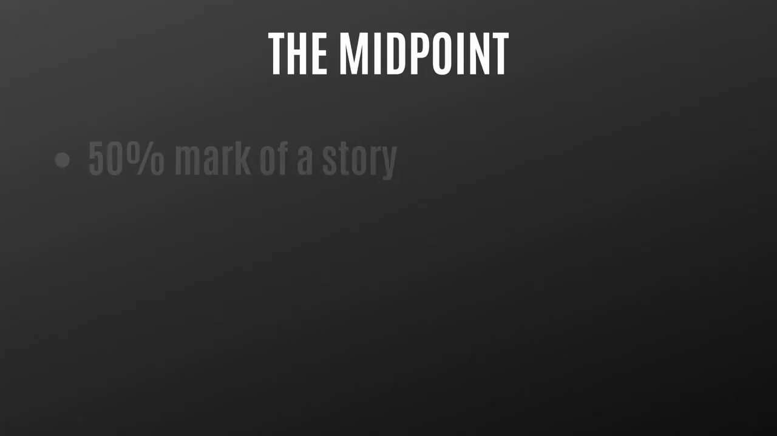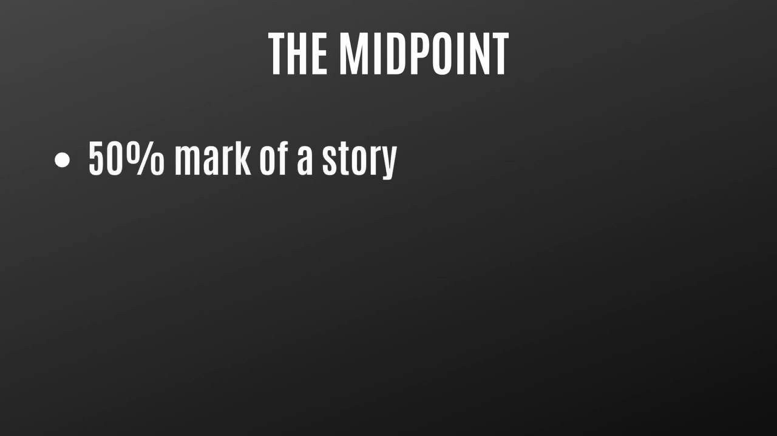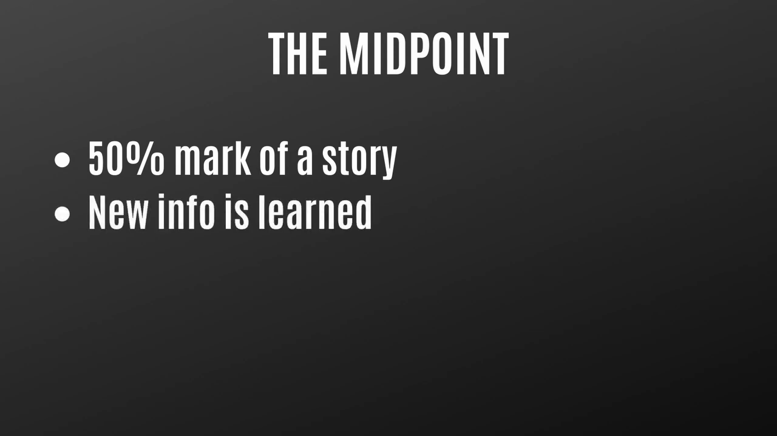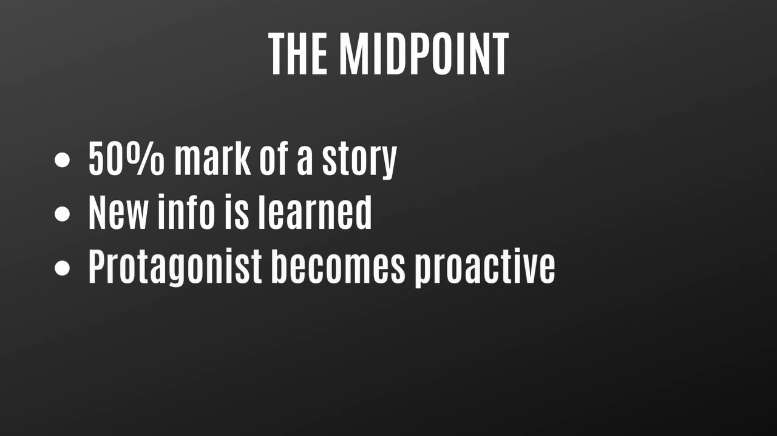And obviously, it's the 50% mark of your story. It happens right smack dab in the middle of your plot, and usually this is where a new piece of information is learned. The hero uncovers some piece of evidence that allows them to catch the killer, or maybe the hero learns something about themselves that enables them to pursue their goal or to overcome their flaw or whatever it is. Another thing with the midpoint is that characters usually become proactive after it, and this is because they gain some piece of information that enables them to attack their goal.